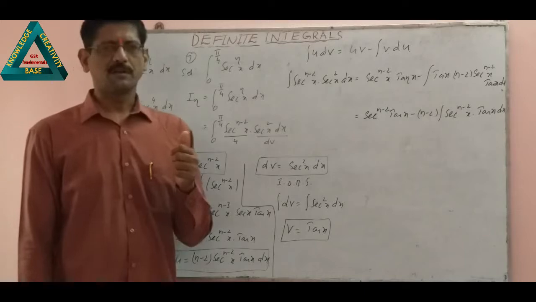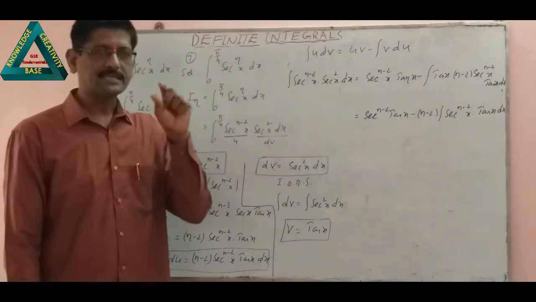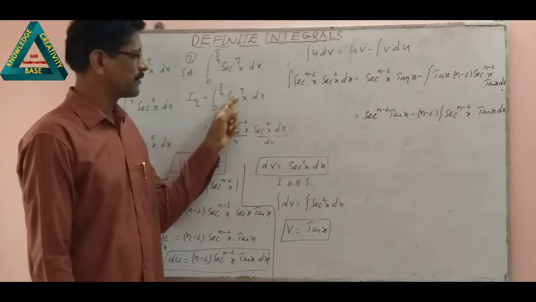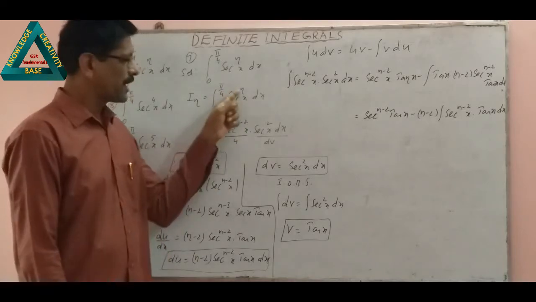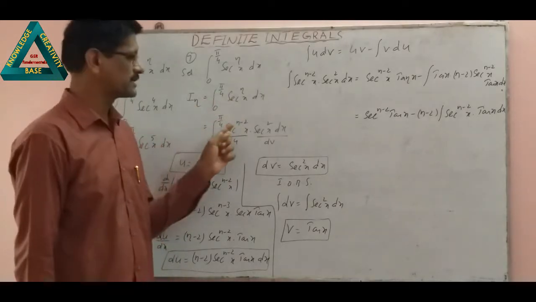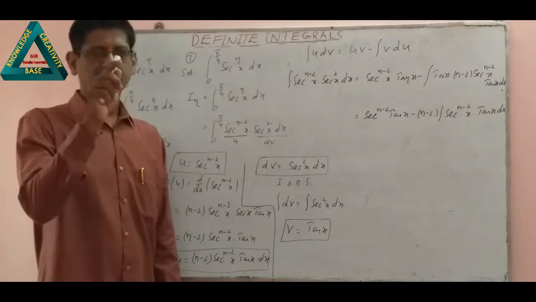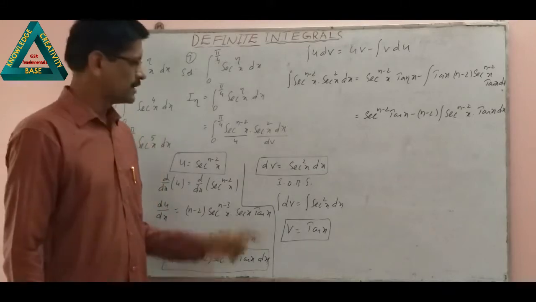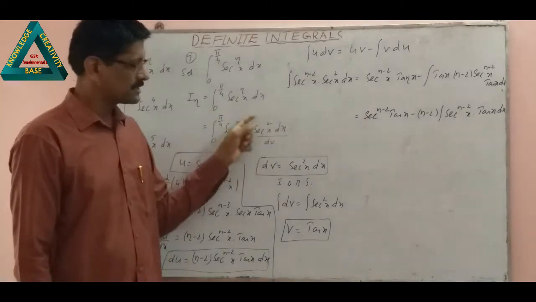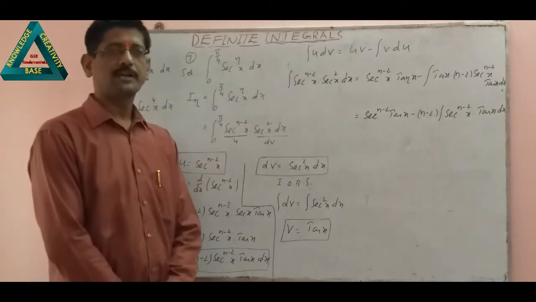First of all, treat this definite integral as I, that is I n. I n is equal to integral 0 to pi by 4 secant power n x dx. This can be written as secant power n minus 2 x into secant square x dx, since a power m minus 2 into a square is equal to a power m. This is the first function u, and this is the second function, by using integration by parts.